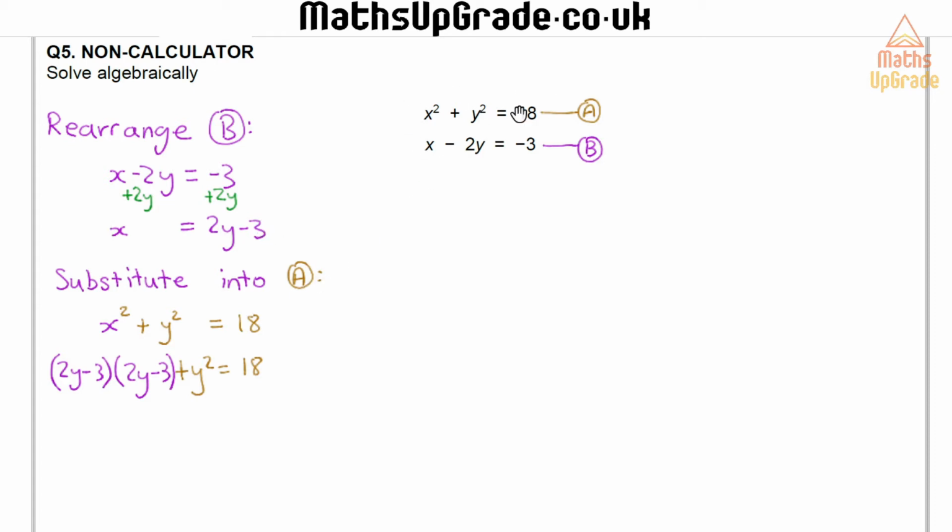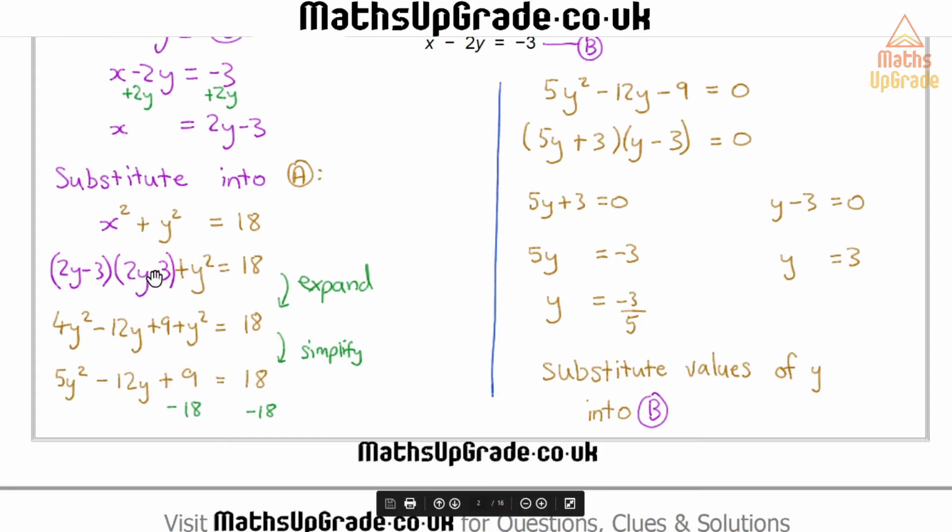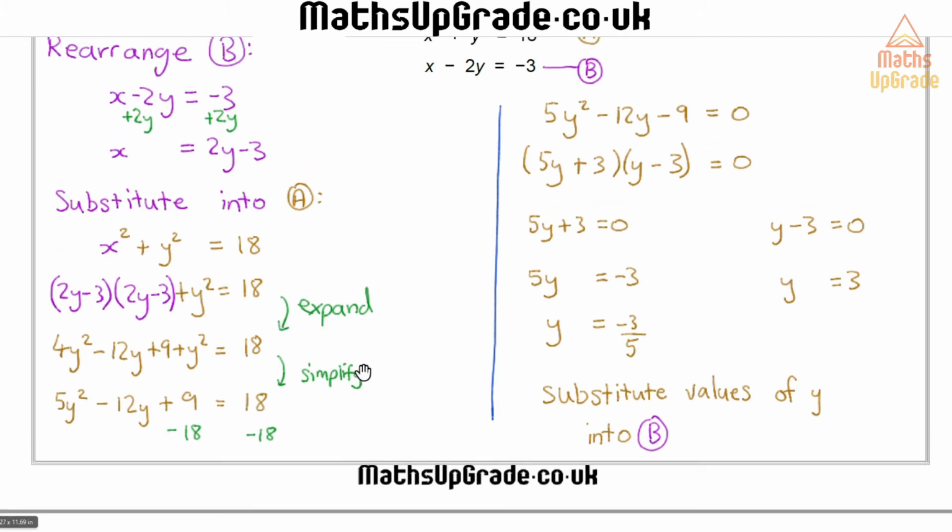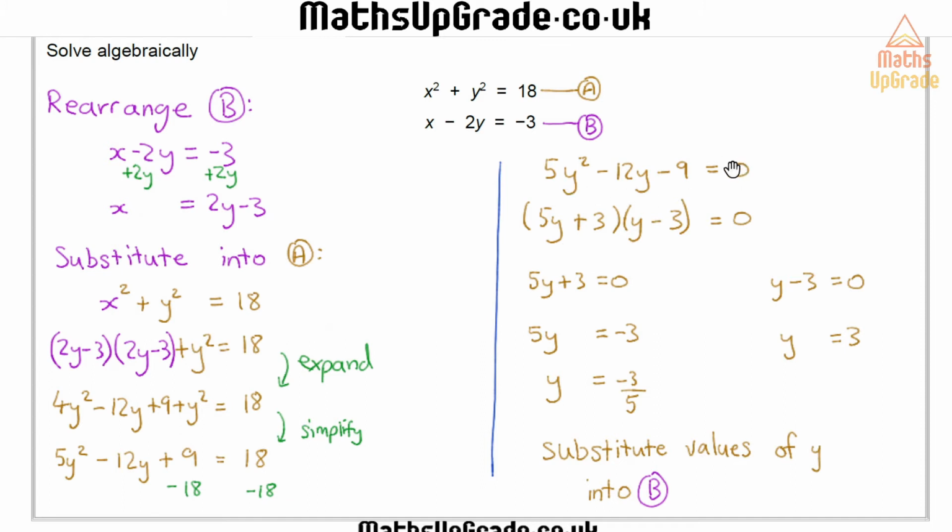When I sub that into the top equation here, I'll get x squared, which is 2y minus 3, 2y minus 3, plus y squared equals 18. I expand this line, that gives me 4y squared minus 12y plus 9 plus this y squared here equals 18. I'll simplify on this side. 4y squared plus y squared is 5y squared minus 12y plus 9 equals 18. Then you can see this is looking like a quadratic. Let's just make it equal to 0 by subtracting 18 from both sides. That gives me this line here.